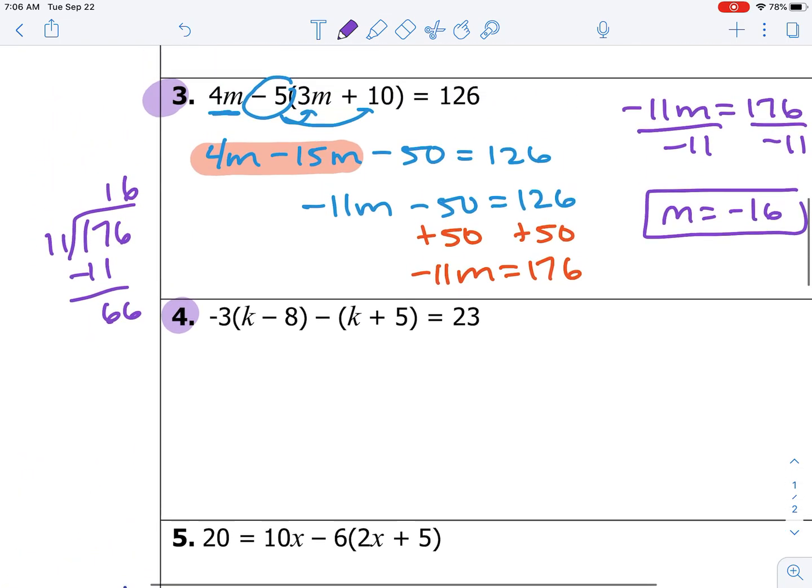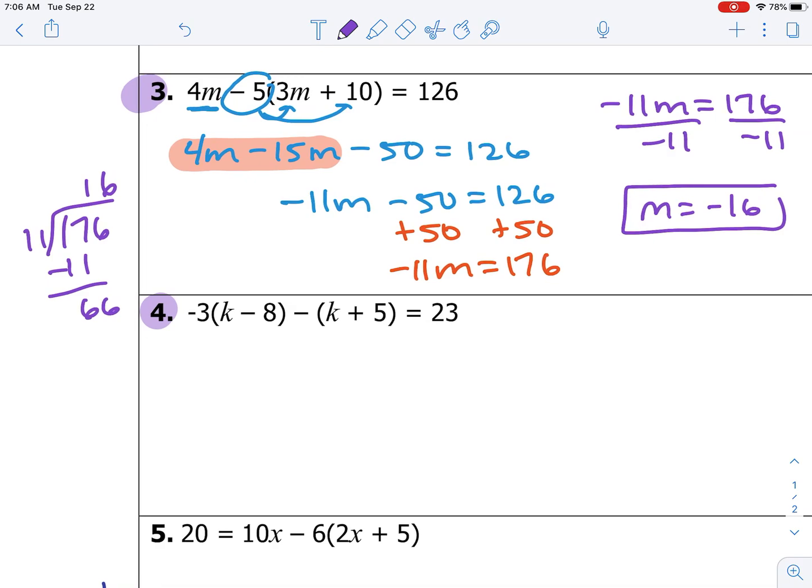For the next one, we get to distribute 2 times. We need to just first distribute this negative 3. Negative 3 times k, negative 3k. Negative 3 times negative 8, positive 24. So remember when we have a negative and then a parenthesis, that represents a negative 1. So we need to distribute a negative 1 inside this set of parentheses. Negative 1 times k, negative 1k, and negative 1 times 5 is negative 5.